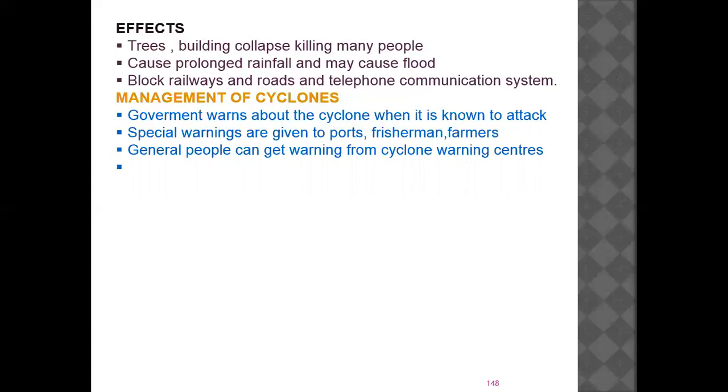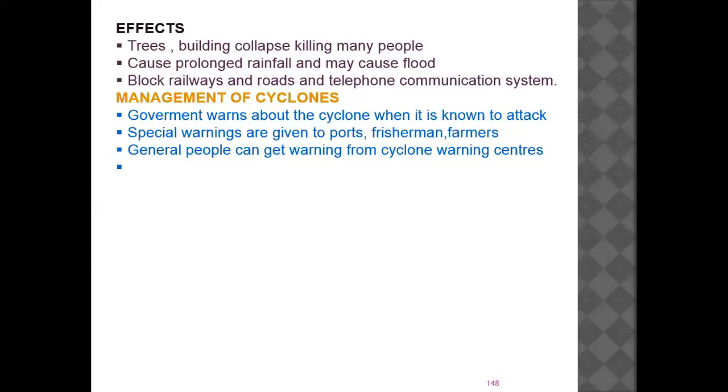So we cannot control cyclones. We cannot control the cyclone, but the effect of cyclone after the cyclone has occurred, we can somehow make people aware of the occurrence of the cyclone, and we can take some preventive measures. We can take some minimization steps to reduce the impact of cyclone. So let us see some of the minimization steps.